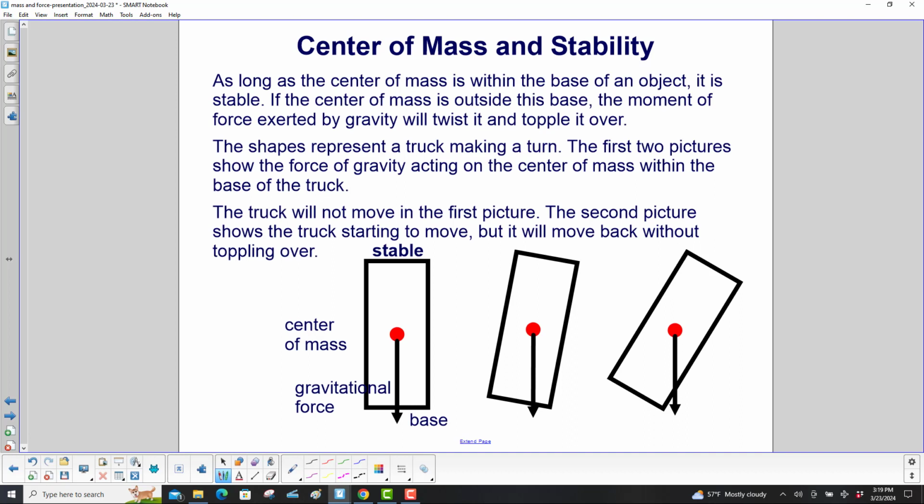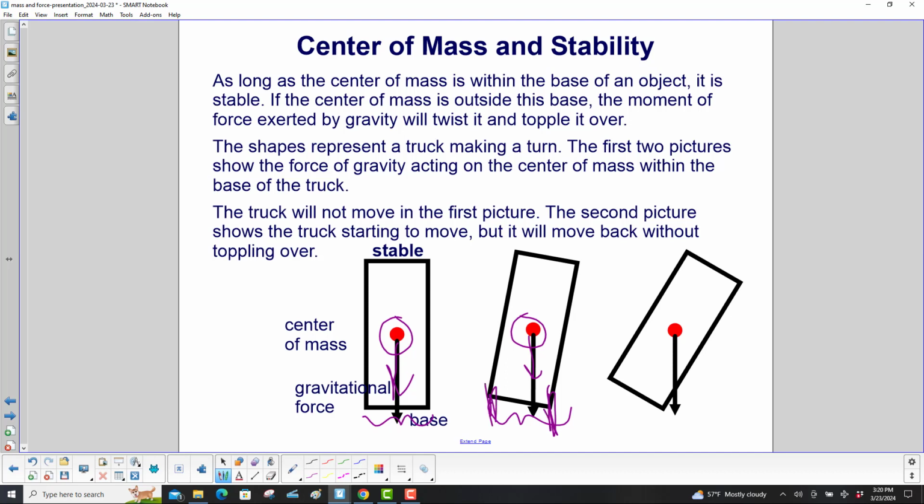If the center of mass is outside this space, the moment of force exerted by gravity will twist it and topple it over. The shapes represent a truck making a turn. The first two pictures show the force of gravity acting on the center of mass within the base of the truck. So here's the center of mass. The gravitational force is the arrow. And in both cases, that is within the base. Okay, so the force is down. Your base is like this, so it's still within that base.